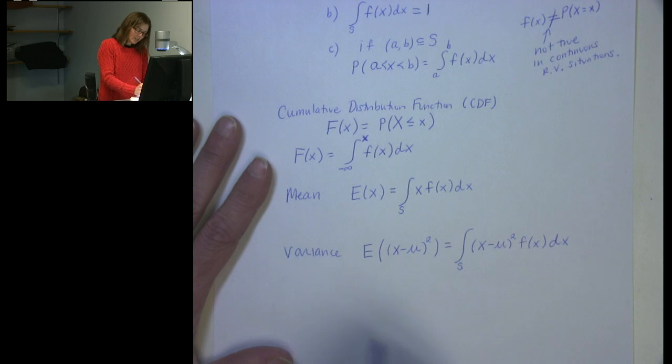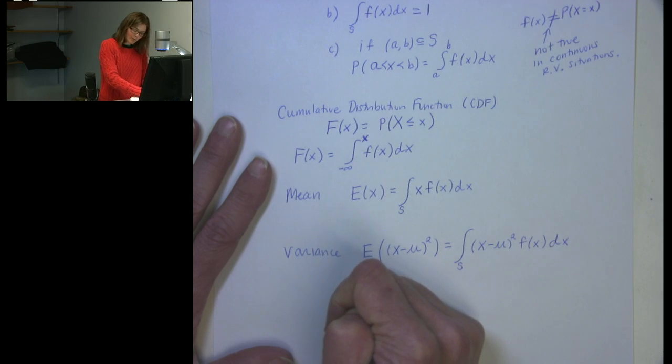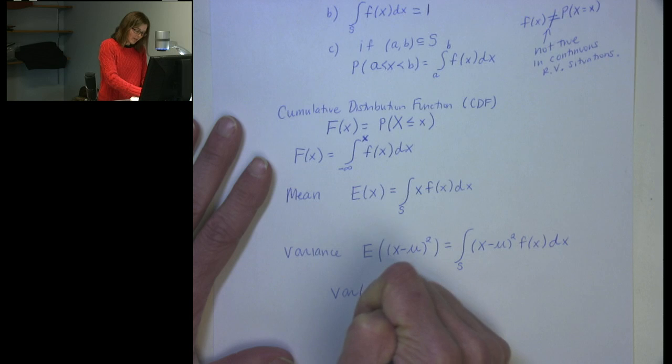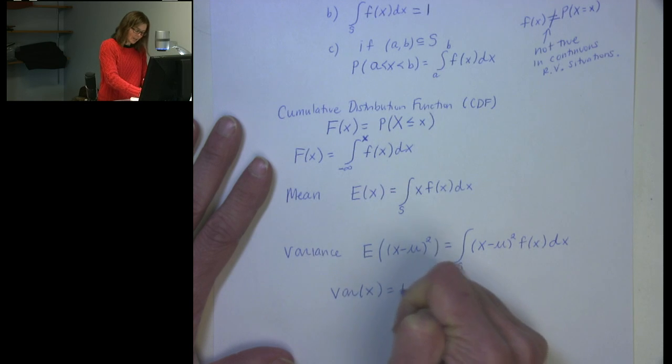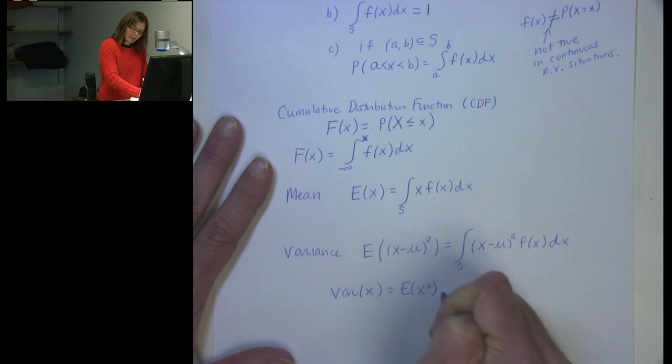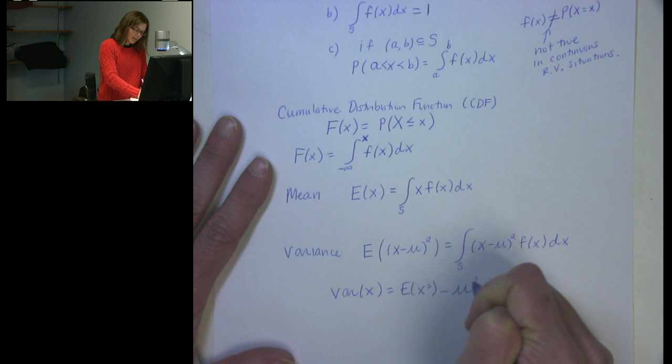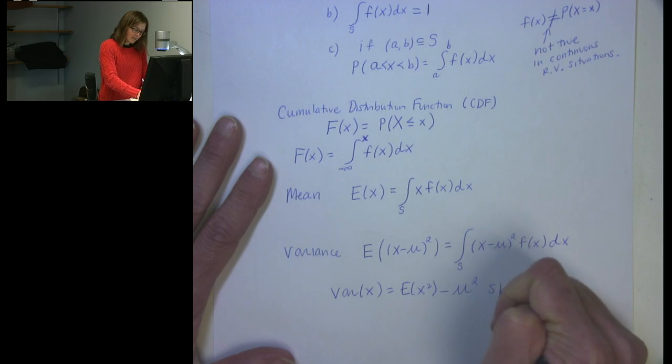And just as a note, the shortcut formula, the variance of x is equal to the expected value of x squared minus the mean squared. This is still true.